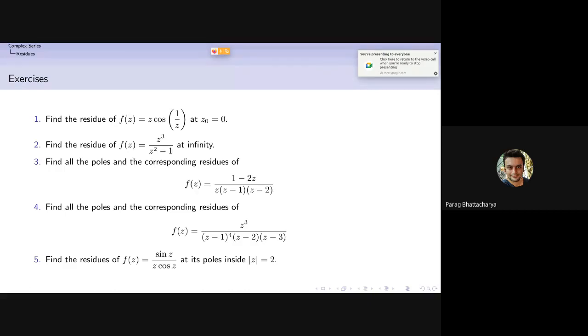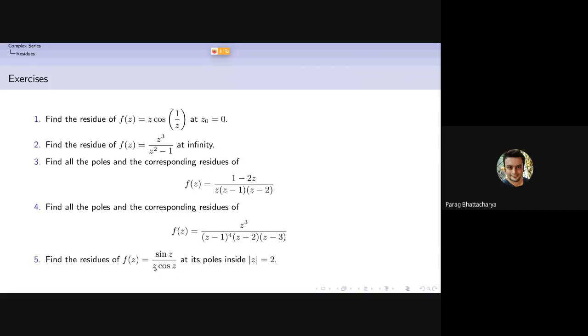Find the residues of f of z equal to sine z by z cos z at its poles inside modulus z equal to 2. Modulus z equal to 2 is a circle of radius 2, which is centered at the origin. So we have to consider the poles. You know what is sine and you know what is cos. So all you need to do is find out for what values of z will z cos z become 0. Those are going to be the poles.